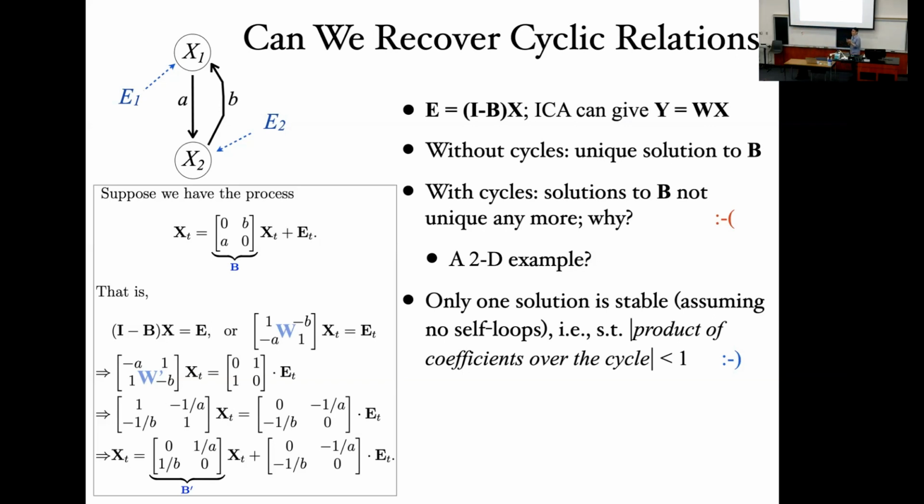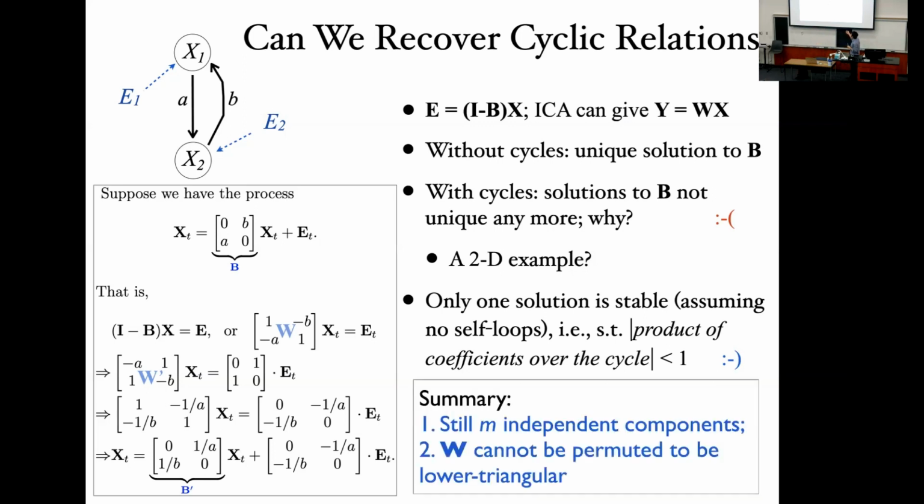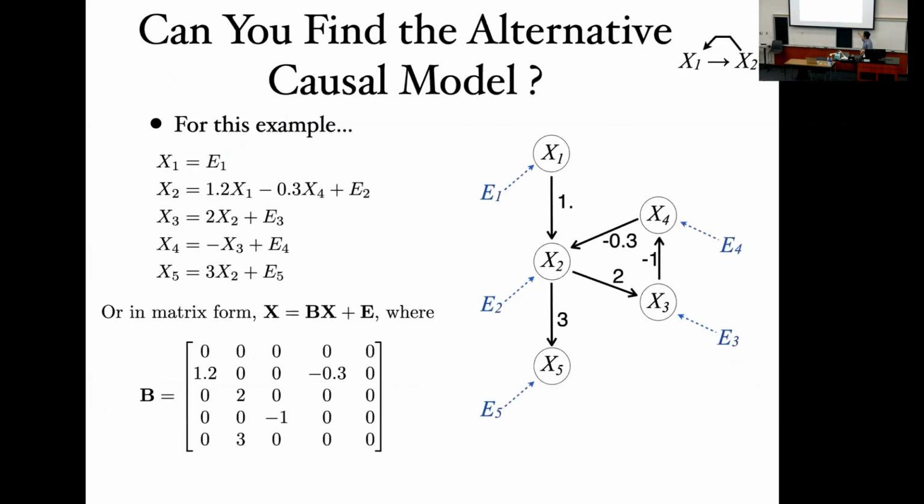In theory, you can distinguish between acyclic models, cyclic models, the confounded case, and selection bias. So if you have data, in many cases you can really see which one is the case. Right here, suppose you have m variables, you still have m independent components, and the problem is W cannot be permuted to be lower triangular because it's not acyclic, but you don't really care very much.